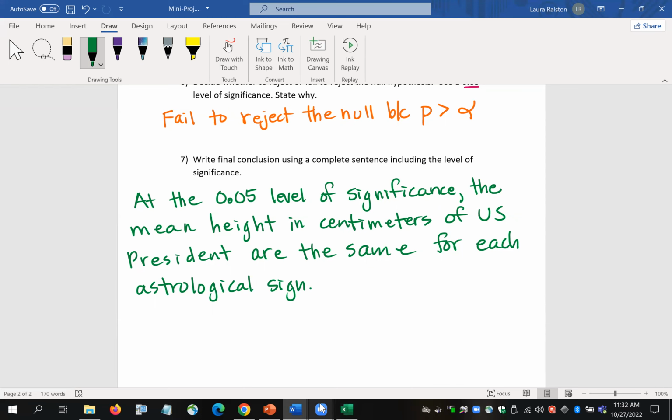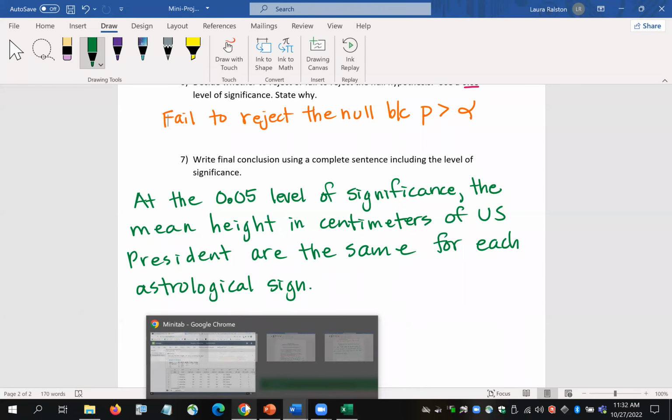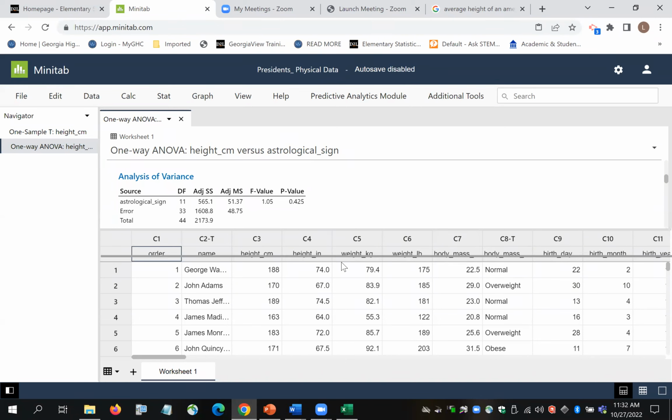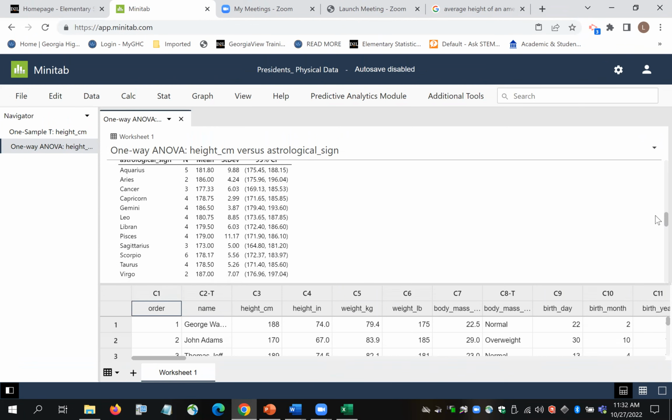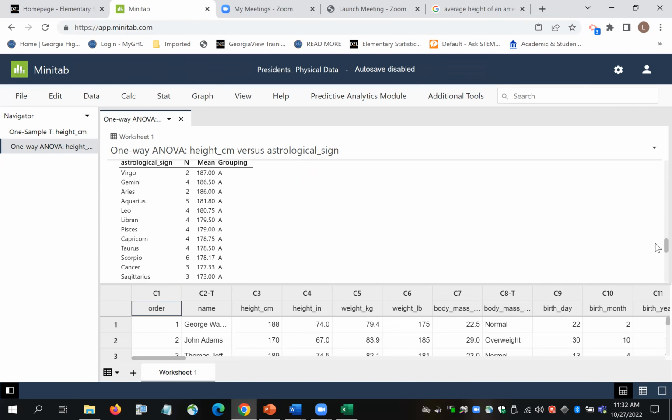Okay. Now, again, you're not asked to do 2Ks, but I can also come over here and look at the means for the astrological signs. And it looks like they're different values, but again, they range from a low of about 173 to a high of 187, but that difference does not appear to be statistically significant.